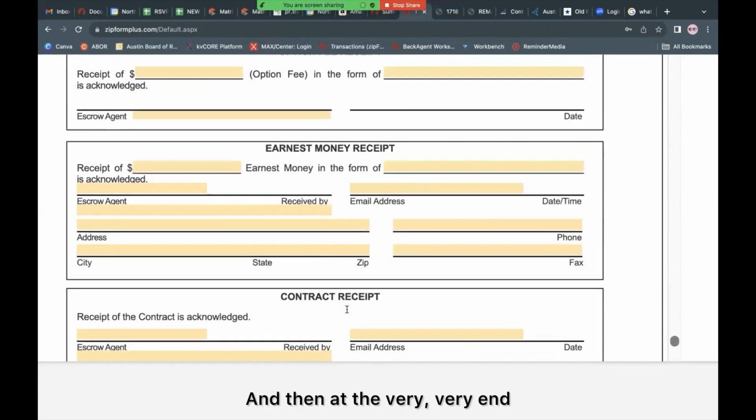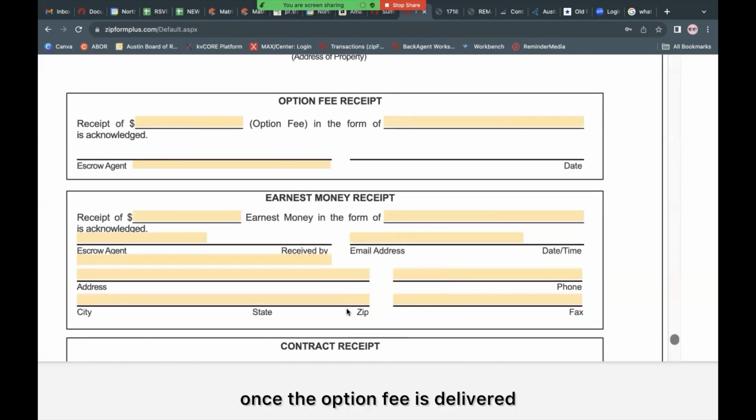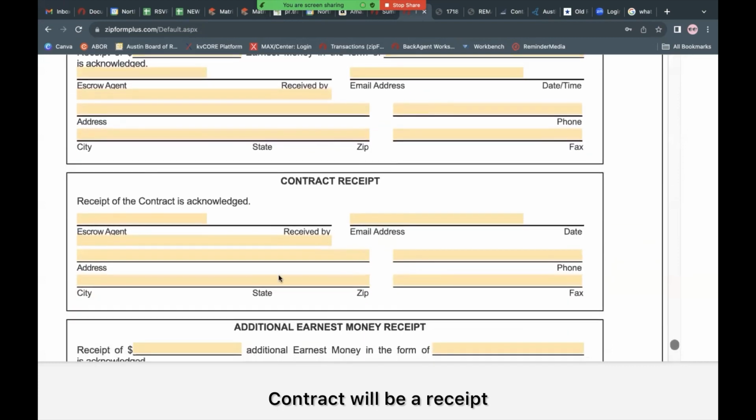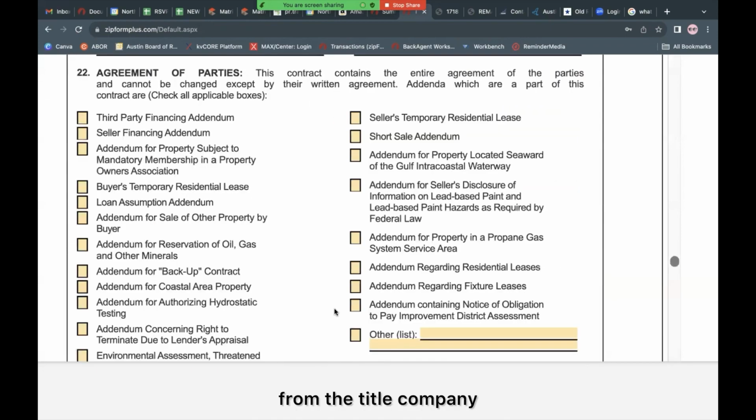And then at the very, very end, once the option fee is delivered, that will be a receipt. Earnest money is delivered, that will be a receipt. Contract will be a receipt. And you will get this back to you all signed from the title company.